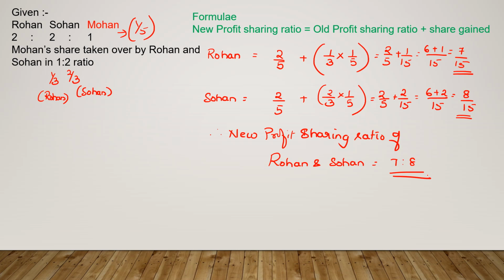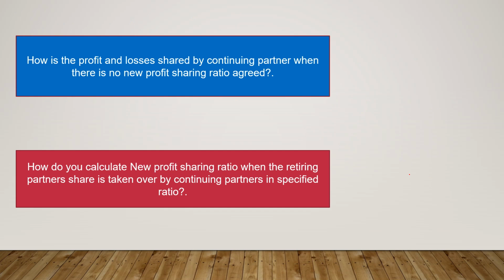7:8. So this is how, when they specify the ratio, in that ratio you would give that particular share of the retiring partner, and that would be added to the already existing ratio which you were sharing before, that is the old profit sharing ratio, and therefore you get the new profit sharing ratio between Rohan and Sohan, the continuing partners, as 7:8. So I hope that is clear.